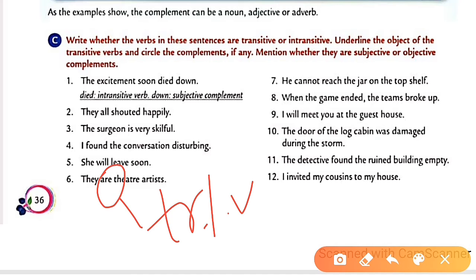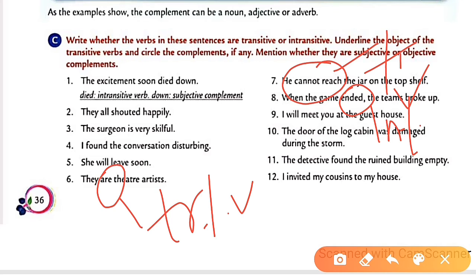He cannot reach the jar on the top shelf. So cannot reach is a transitive verb, TV. Okay, and are there any objects? No objects. Number 8: when the game ended, the teams broke up. Ended is an intransitive verb. Okay, and there are no objects.